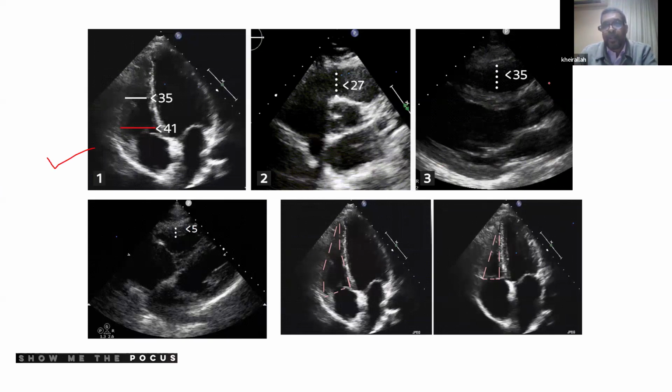In the parasternal, we check here. In the short axis, we check the RVOT. And in the apical, we check the base and the mid. Okay? Good. And these are the normal figures. Less than 35 here. Okay? And less than 35 in the mid and less than 41 millimeters at the base of the apical 4 chamber.